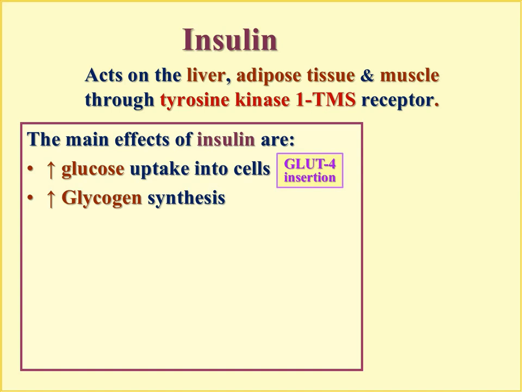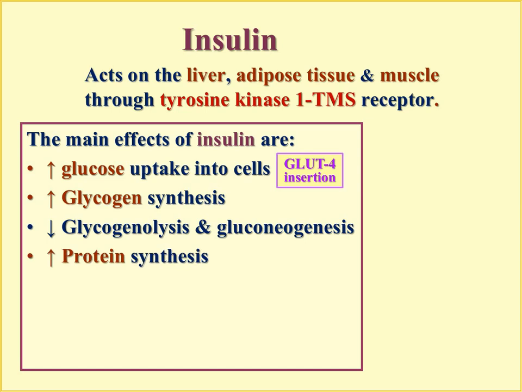Then it stimulates synthesis of glycogen and simultaneously blocks glycogenolysis, if you remember. And also it inhibits gluconeogenesis. So due to all these three effects, glucose is successfully taken from blood, converted to glycogen, and glucose level in blood decreases, which is the main effect of insulin on carbohydrates.